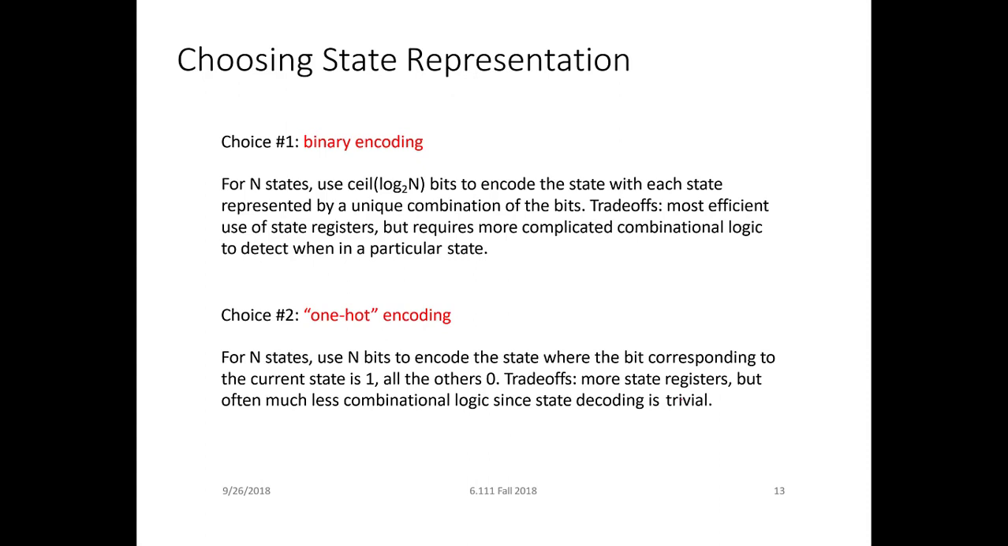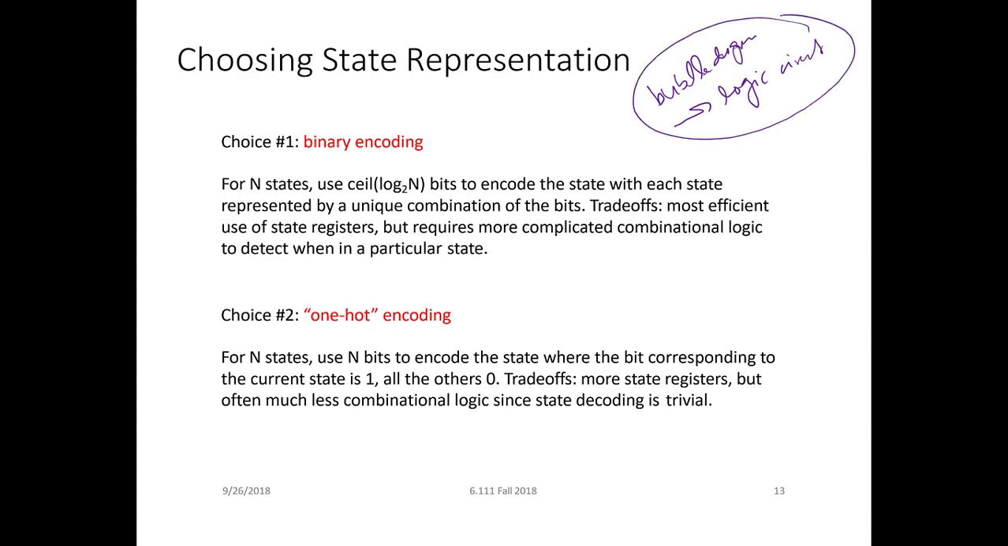Now the next step in converting your FSM: you have this bubble diagram, and you have to convert this bubble diagram to a logic circuit. How do we do it? We have to choose a state representation. We have to code the states. This is called state encoding.